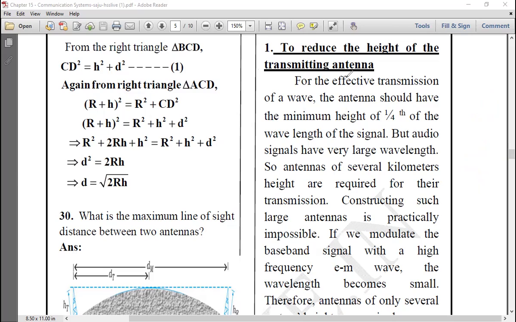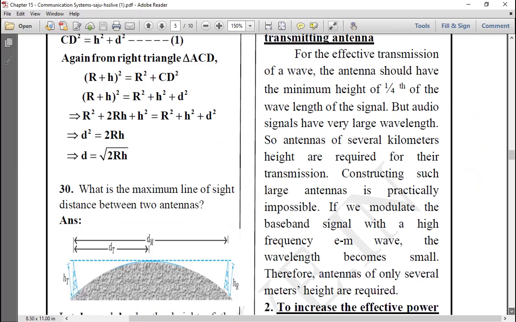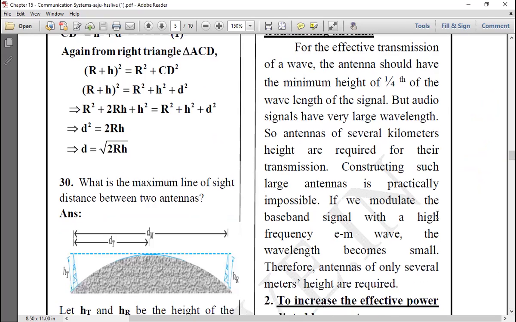So we have to construct a very large antenna if we do not modulate. If we modulate the baseband signal with a high frequency electromagnetic wave, the wavelength becomes small. Therefore, antennas of only several meters height are required. Got it?